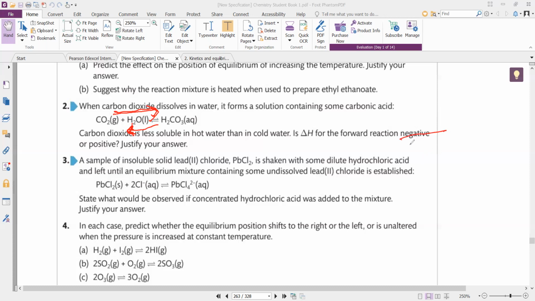So the correct justification is: as the temperature decreases, the position of equilibrium favors the exothermic side.